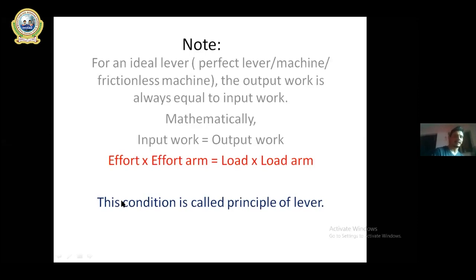This condition I have highlighted in blue color, and the formula I have given red color. You will have to understand clearly, so I give the proper color. Anyway, when the lever is perfect, or when the lever works without friction, in that case output work is equal to input work. Mathematically, input work equals output work, that is effort into effort arm equals load into load arm. So this condition is called the principle of lever.